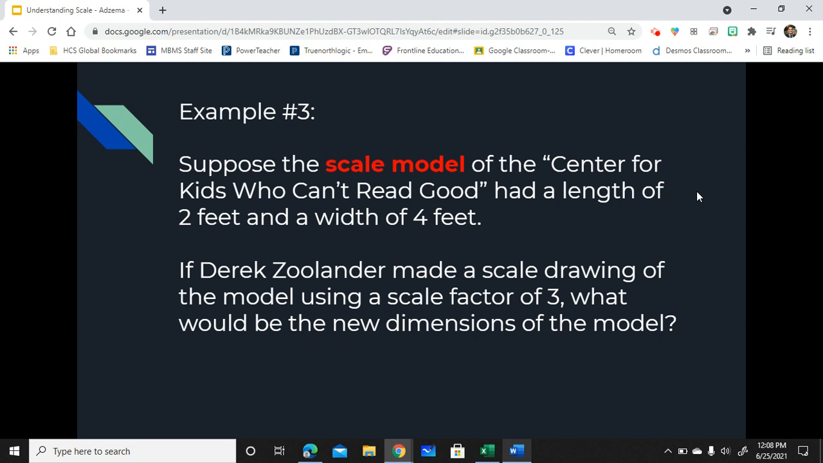And then the last example, off of the video that you just saw for the Center for Kids Who Can't Read Good, it has a length of 2 feet and a width of 4 feet. If Derek Zoolander made a scale drawing of the model using a scale factor of 3, what would be the new dimensions of the model?